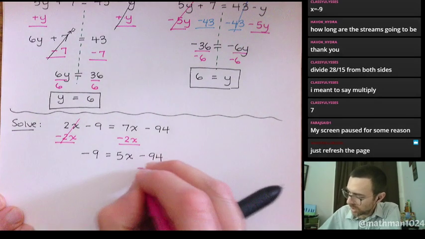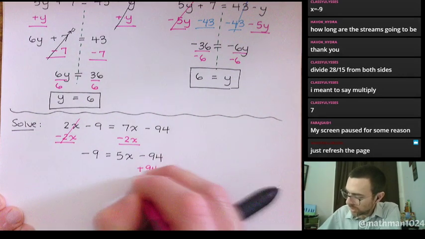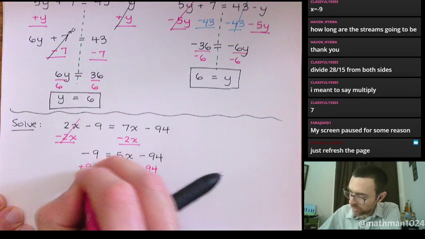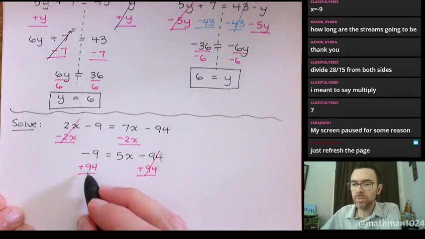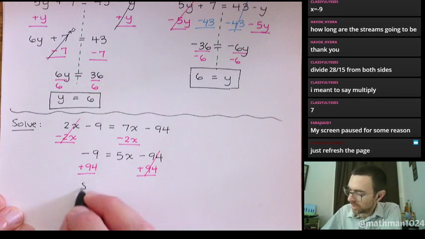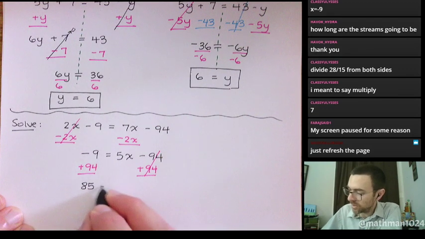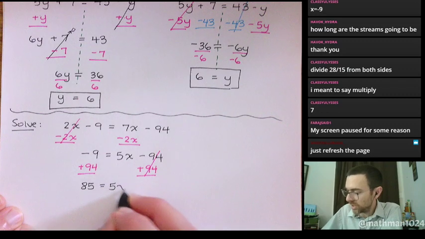I'll go ahead and use this color. So plus 94 and plus 94. Negative 9 plus 94 is 85. 85 is equal to 5x.